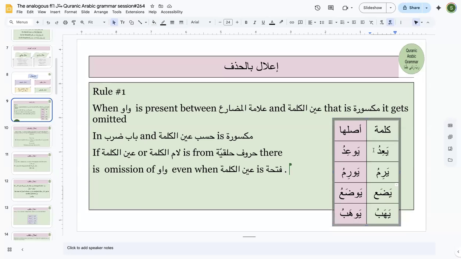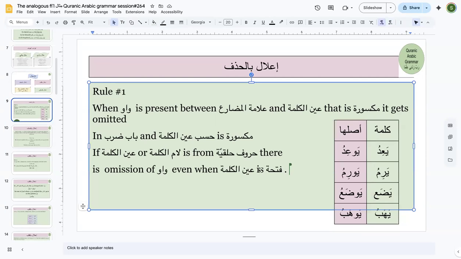The second point is very interesting, where most of the people have problems. If your ainul kalima is from harufe halqiya, yes, this harufe halqiya rule is very, very important. If your ainul kalima is from harufil halqiya or lamul kalima is from harufe halqiya, there is an omission of waw. There will be an omission of waw even when ainul kalima is maftuha, is written with fatha. Is this second rule clear to all of you?